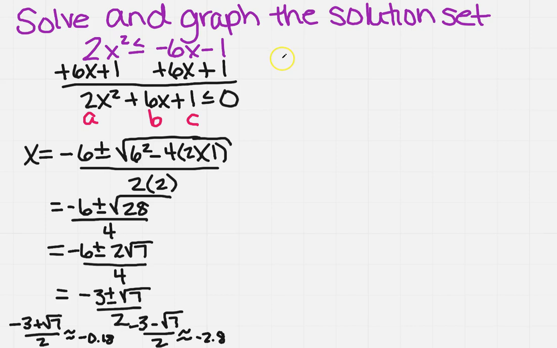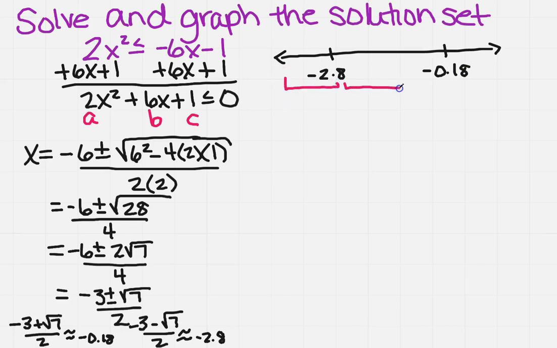So what we want to do is come up here and graph that so we know where we can pick our numbers. And I've got minus 2.8, and then I've got minus 0.18. Now remember when I talk about intervals, there's going to be 3 intervals. So I've got those. Now I need to pick a number in each one of those intervals.